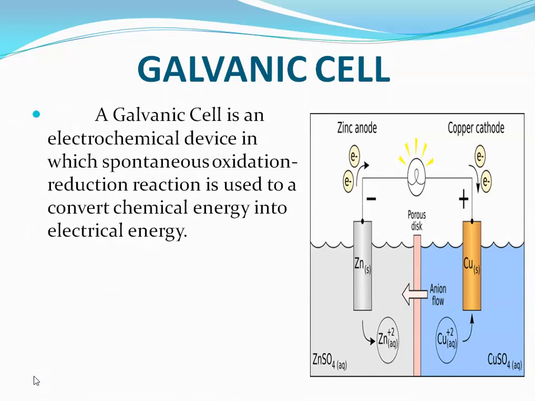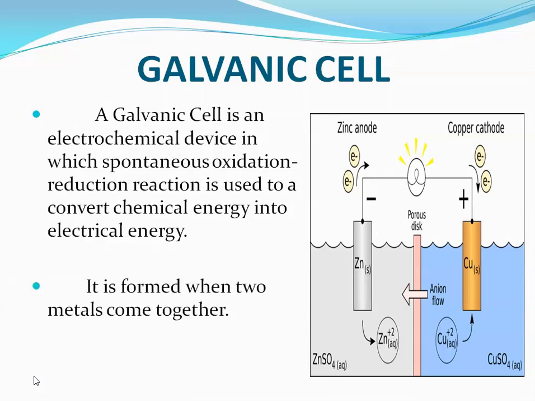A galvanic cell is an electrochemical device in which spontaneous oxidation and reduction reactions are used to convert chemical energy into electrical energy. It is formed when two different metals come together. Here you can see a galvanic cell where you have two electrodes, a zinc electrode dipped in zinc sulfate solution and a copper electrode dipped in copper sulfate solution. Externally, they are connected by an external conductor.